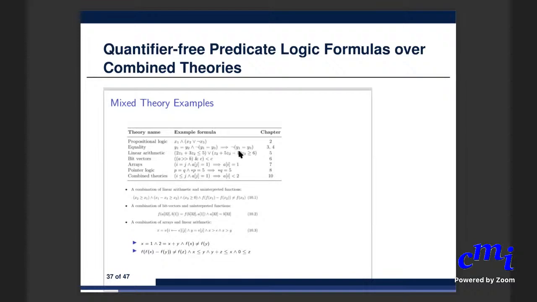Suppose I changed it to y2 equals y3. Then no. So y1 is equal to y2 and y1 is not equal to y3, then it came out unsatisfiable. Why is it not satisfiable? Because it violates transitivity. See, that's what.